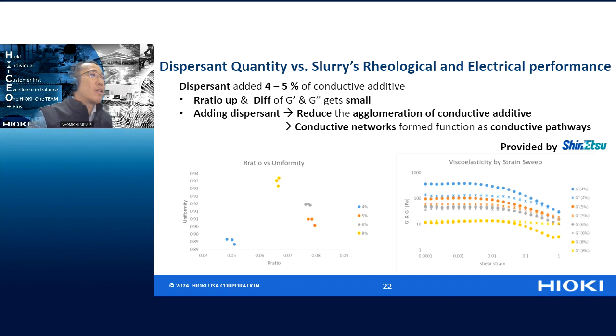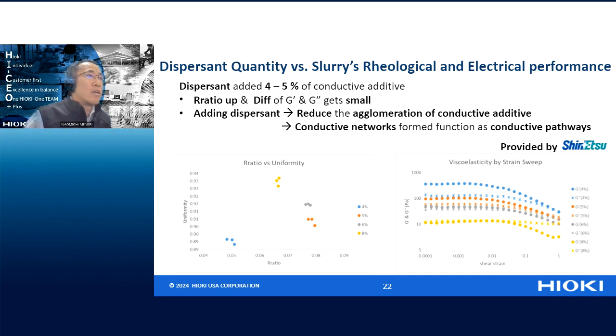Looking at 4% and 5% test results, our ratio increased from 0.05 to 0.08. So this indicates that adding dispersant reduces the agglomeration of conductive additive, and conductive networks form as conductive pathways.